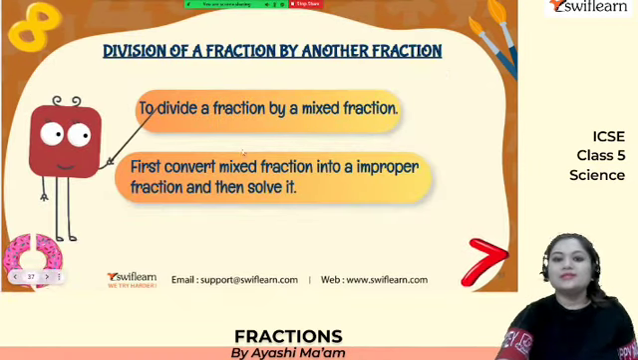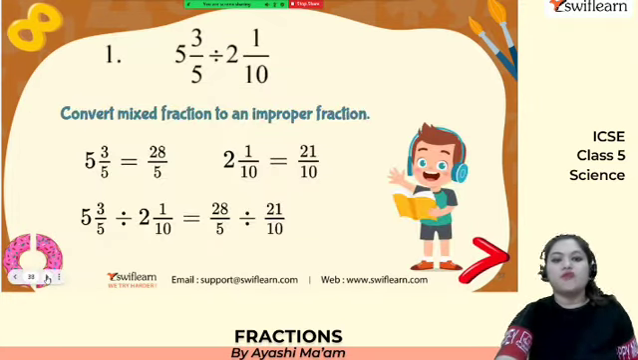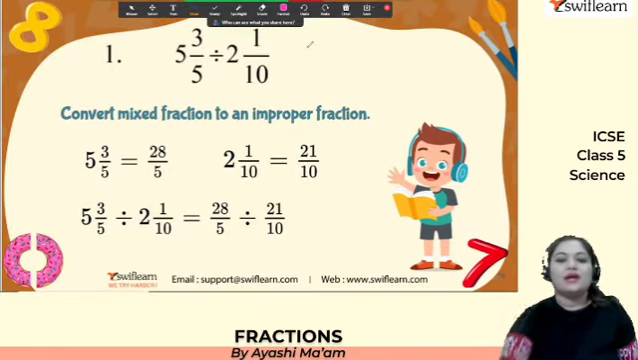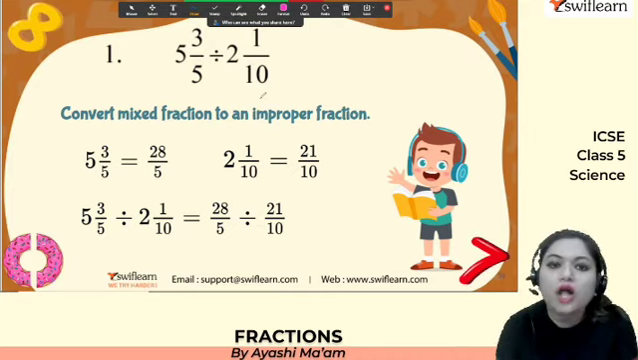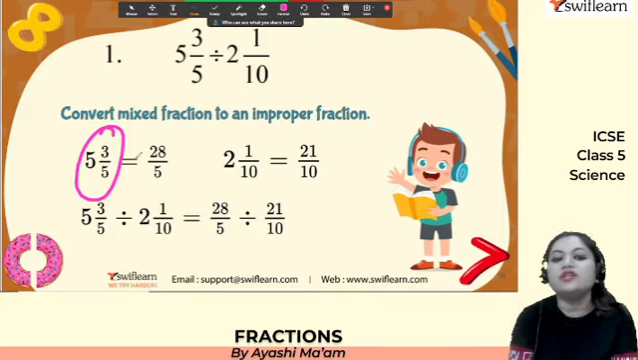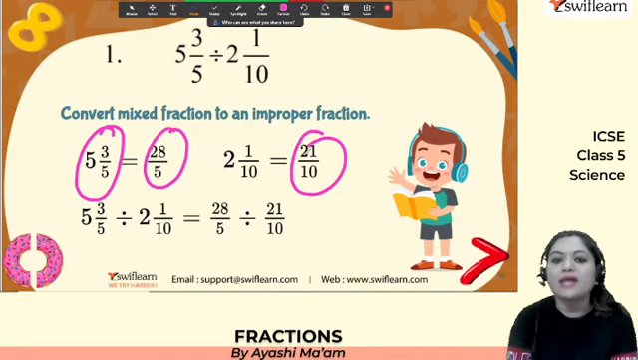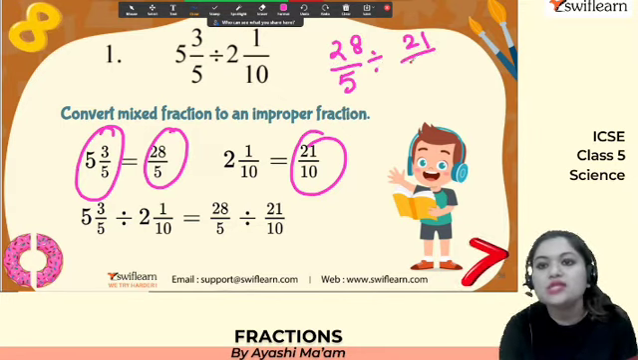I hope that this is clear to you. Now we will learn how to divide a fraction by a mixed fraction. So we have two mixed fractions over here. 5 whole 3 by 5 divided by 2 whole 1 by 10. Convert all the mixed fractions into improper fractions. So 5 whole 3 by 5 will become 5 into 5, 25 plus 3, 28 by 5. And 2 whole 1 by 10 will become 20 plus 1, 21 by 10. Now what will happen? We have 28 by 5 divided by 21 by 10.